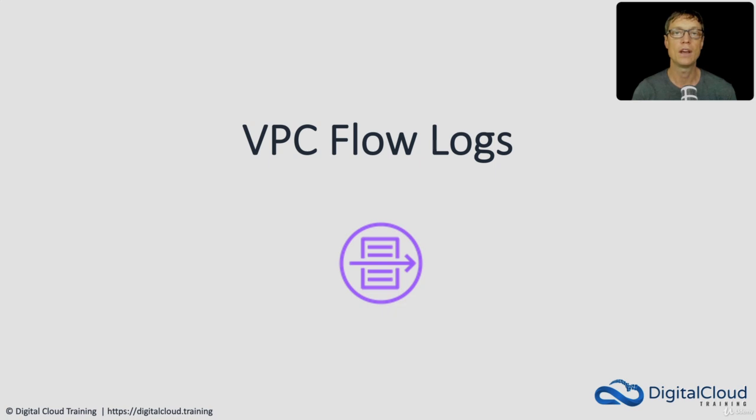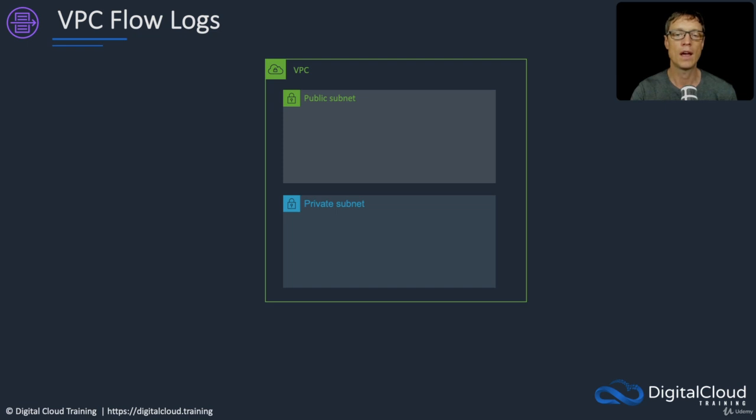VPC Flow Logs is a feature that we can use in a VPC to collect information about the network traffic that's going to and from the network interfaces within that VPC. And then you can also export that information to Amazon S3 and CloudWatch logs as well. So let's have a look at how it works.